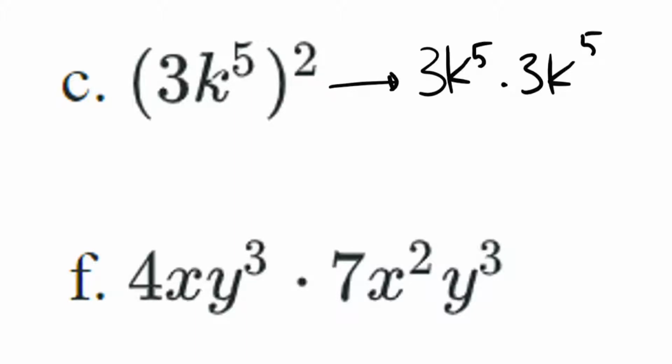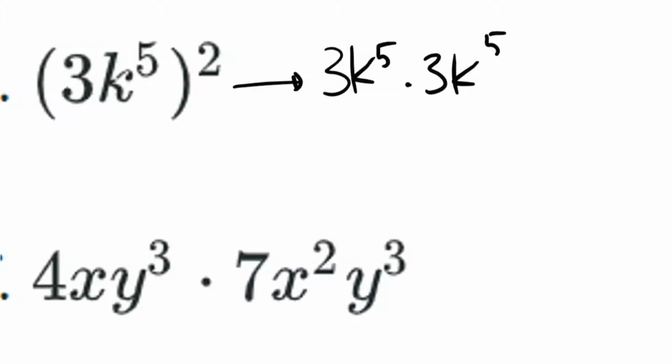And when I look at this, it's clear that I'm multiplying a 3 times another 3, and 3 times 3 is 9. I can write that there is the number 9. And then you can see I have 5 factors of k times 5 more factors of k. So that is a total of 10 factors of k. So this is 9 times k to the 10th power.